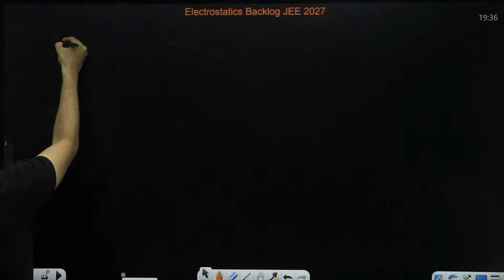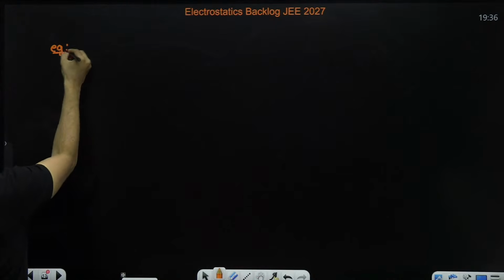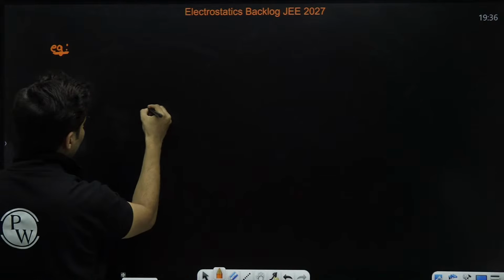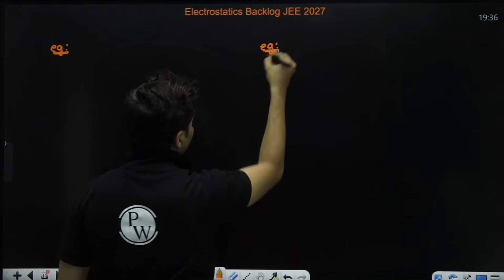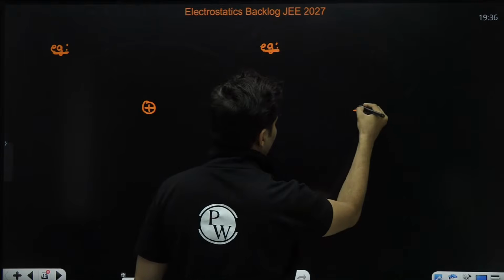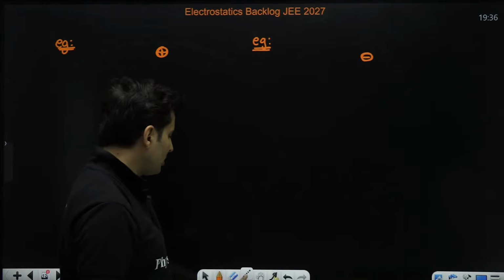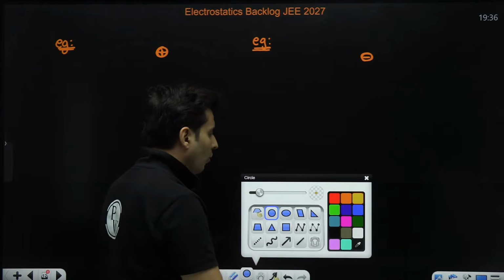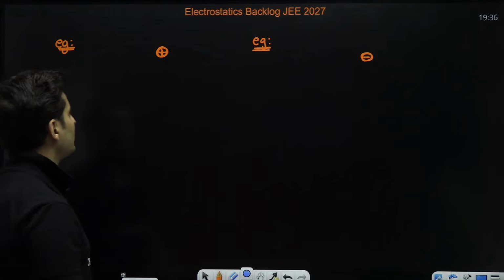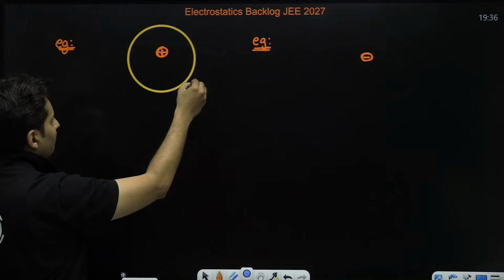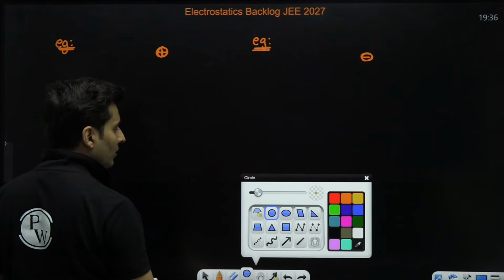Then another example, there is a positive charge here. Then another example, let's say there is a negative charge here. Okay. Now I'm going to give you some situations and you're going to predict what kind of work will be done in each of these situations. What kind of work will be done in each kind of situation is what you are going to predict.